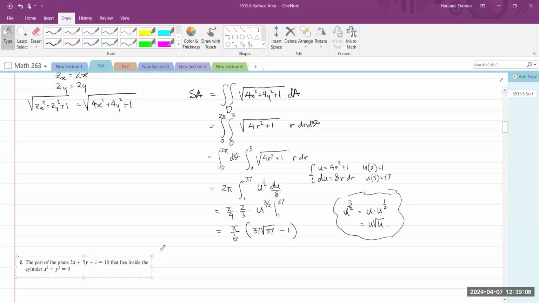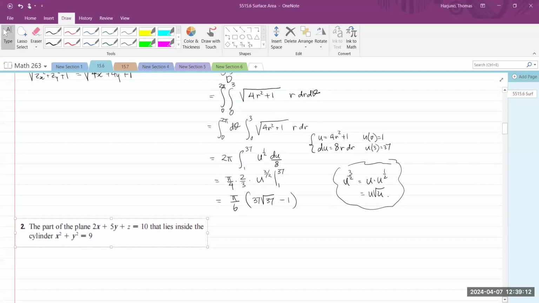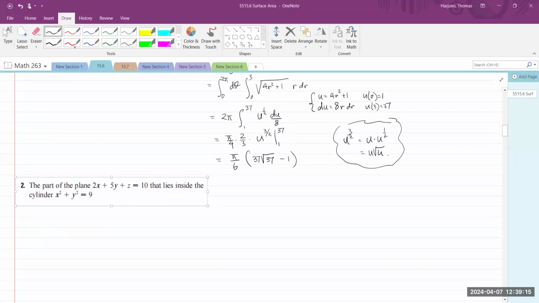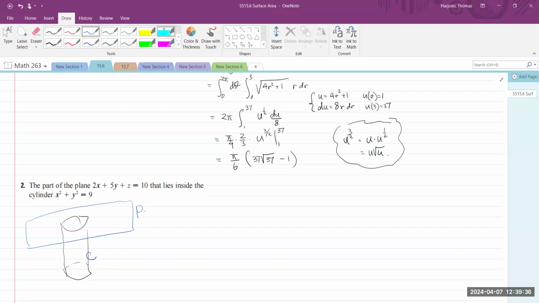Find the part of the plane 2x plus 5y plus z equals 10 that lies inside the cylinder. Think of it this way. So you have a cylinder that you cut with a plane. So let's say this is your plane. This is the plane. This is the cylinder. Now you see that the S that we are talking about, the area of the surface that we are looking for, is the area of that blue one. However, the domain, which is a disk with radius 3, is underneath here.